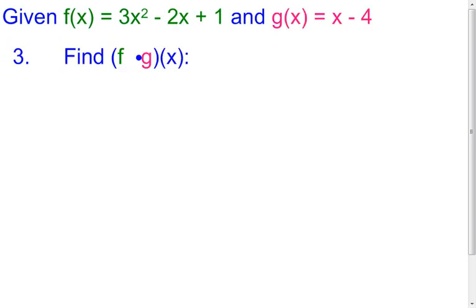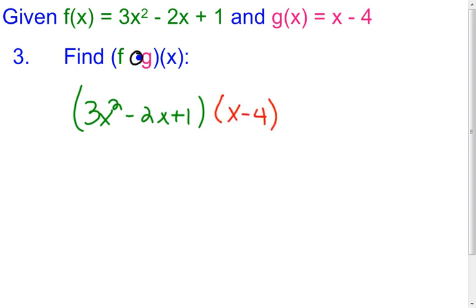Okay, moving on. This symbol right here, and it's off a little bit, would mean to multiply. So I am going to multiply f of x times g of x. Of course you can multiply in any order, but I will multiply f of x, which is 3x squared minus 2x plus 1, times g of x, which is x minus 4. If you want to switch these around because it's bothering you that the longer one is up front, that is okay. Otherwise, you may certainly leave it like this.